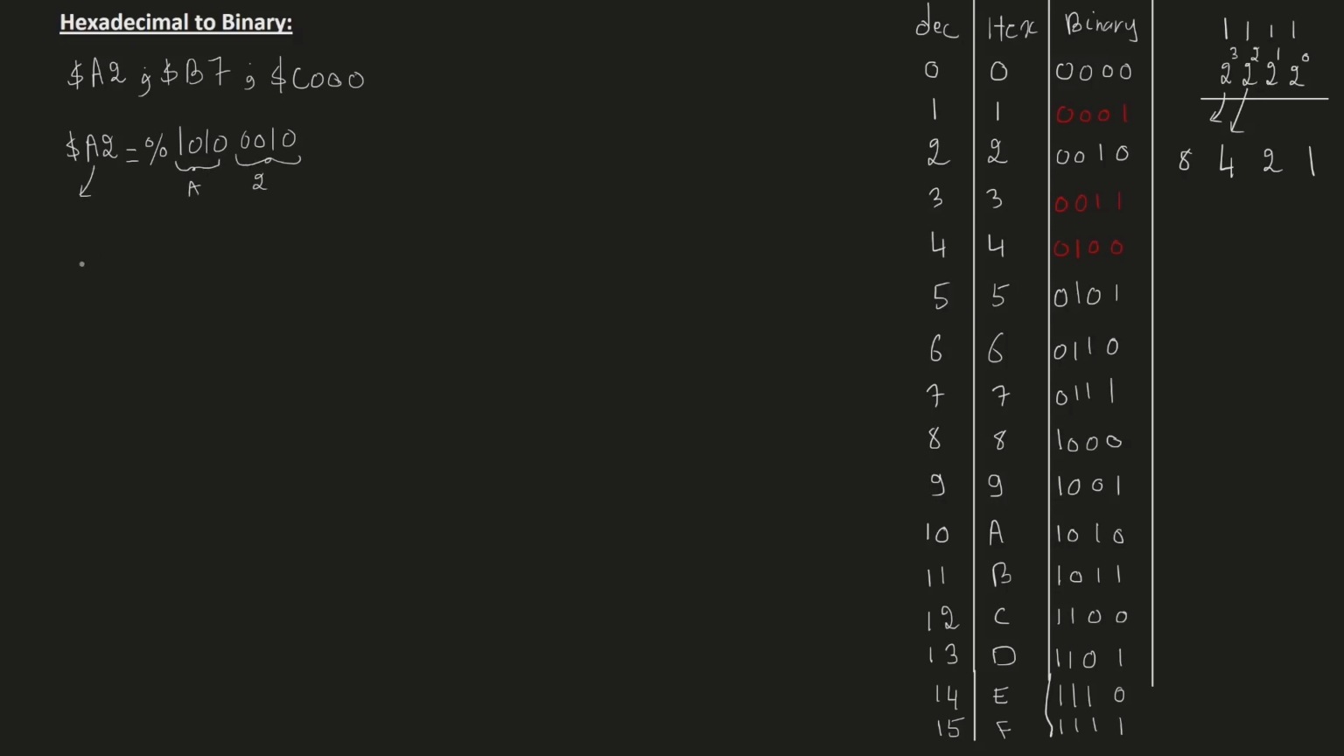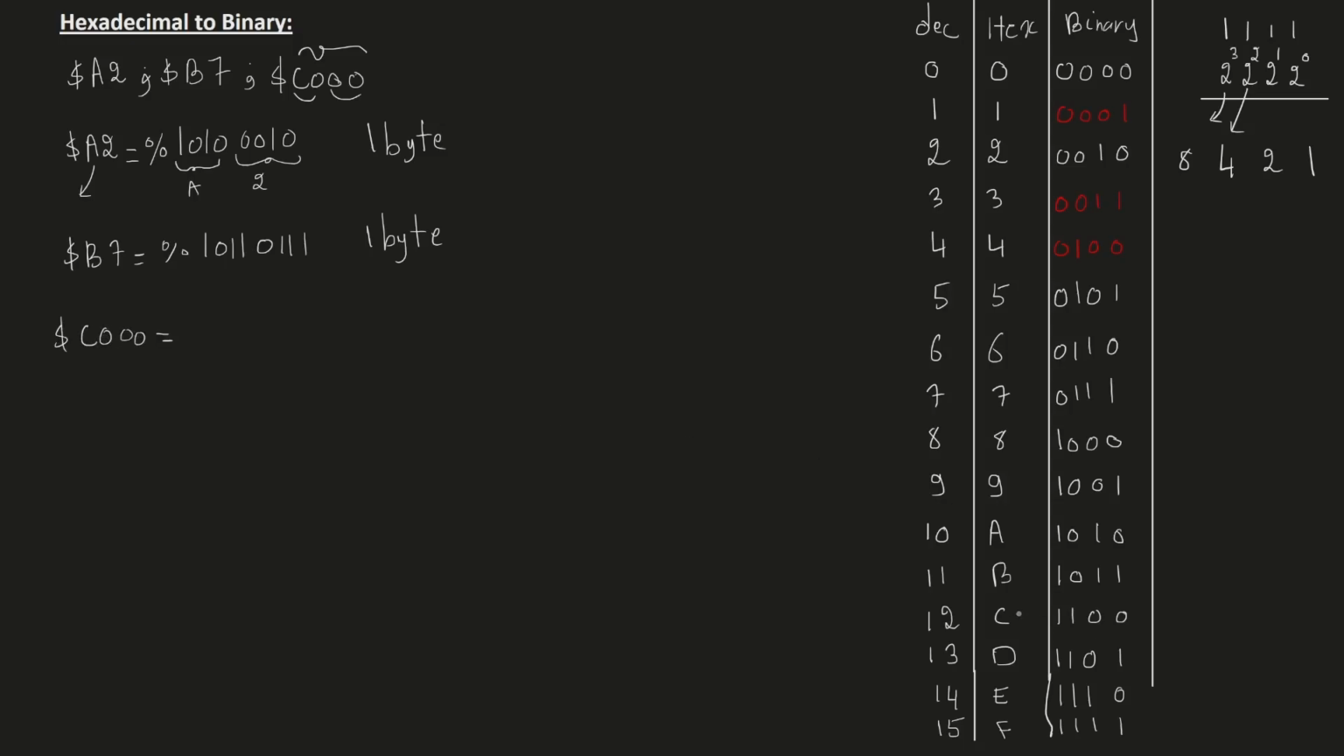Let's take the second example. Let's convert B7 to binary. Same idea. B is 1011, and number 7 is 0111. So this is the binary equivalent. When you see two hex digits like this, that's 1 byte, because 1 byte is 8 bits. And this is also 1 byte. How about if we have 2 bytes? C0 is 1 byte and 00 is a second byte. Also, we follow the same rule.